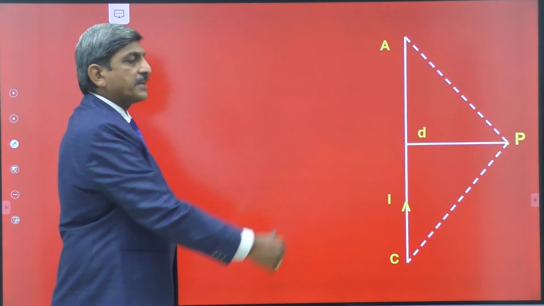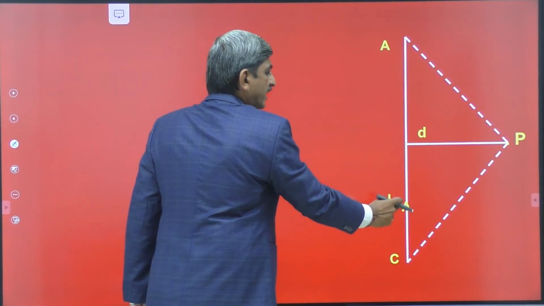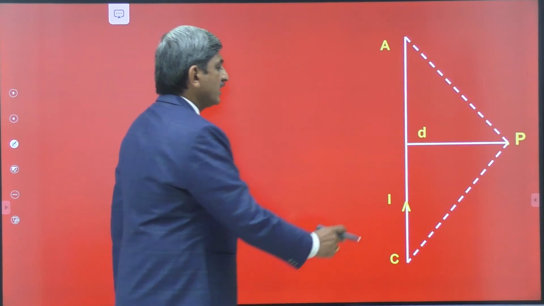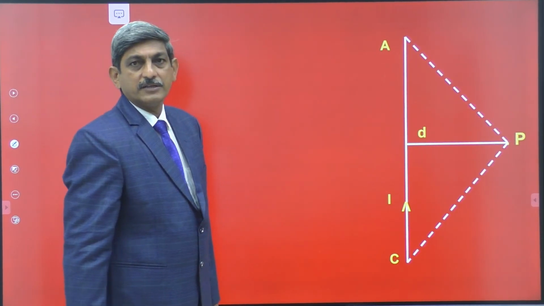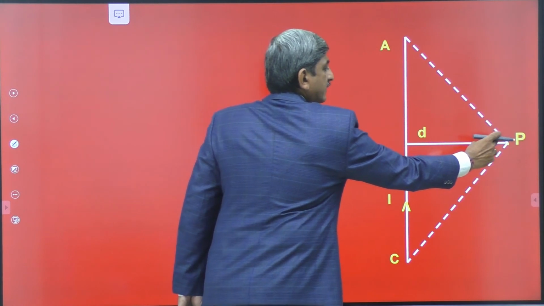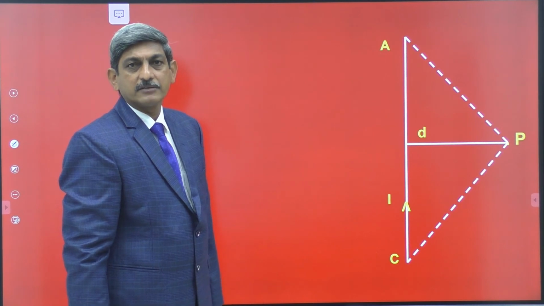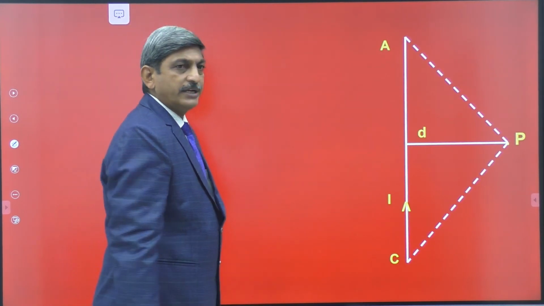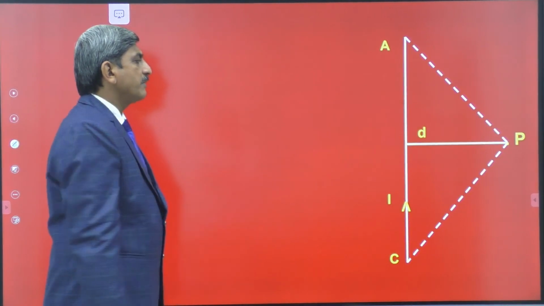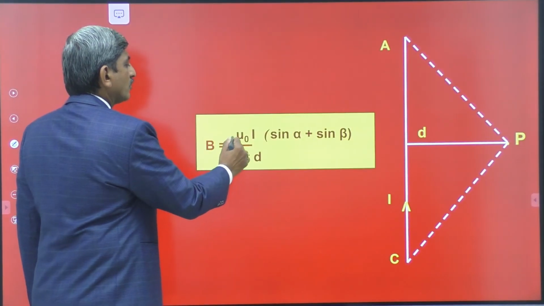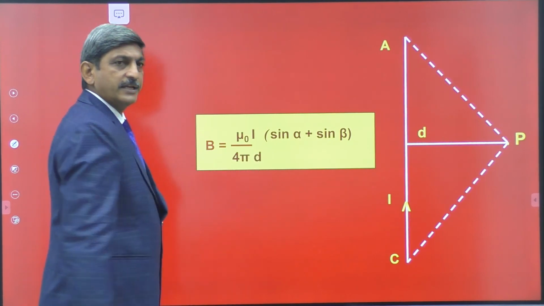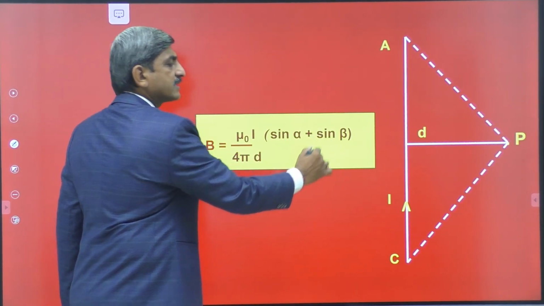Now, before going to solve the problems, first of all, let us recall the things we studied in the previous session. Suppose there is a finite wire AC carrying current I. We know that this current carrying wire produces a magnetic field. We want to find out the magnetic induction at point P, which is at a perpendicular distance d from the given wire. At that point, the magnetic induction can be determined by the formula B is equal to mu naught I divided by 4 pi d into sin alpha plus sin beta.